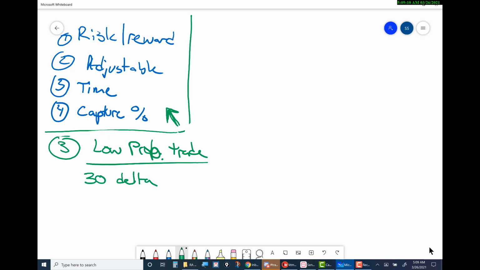And there's some very, very interesting characteristics with a low probability trade. Now, number one is that their risk-reward ratio is pretty darn good. It's usually around a 1-to-1 risk-reward ratio. Okay, so pretty darn good risk-reward ratio. Adjustability, can you adjust it?